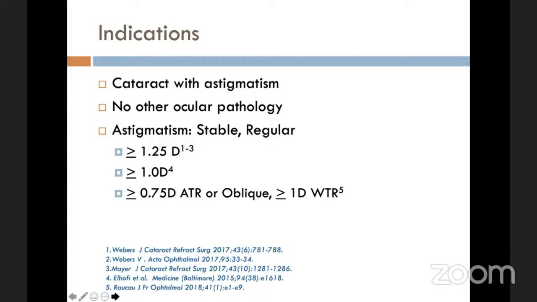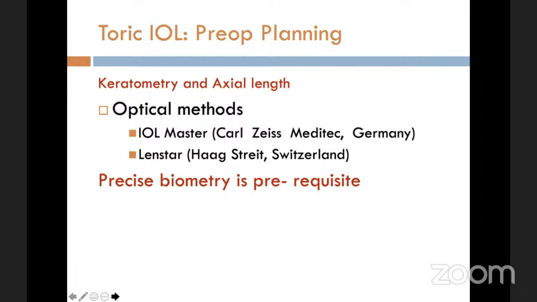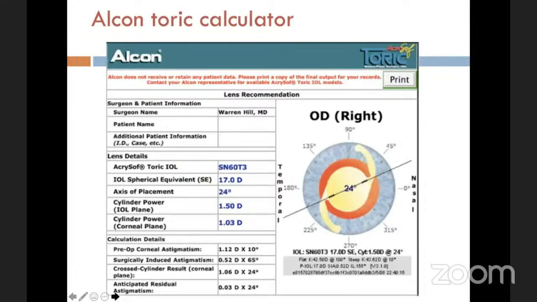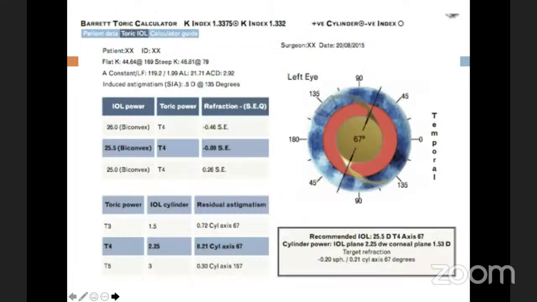So toric intraocular lens implantation can be done for astigmatism. And if it is with the rule astigmatism, then you do it for greater than 1 diopter, and if it is against the rule astigmatism, then you do it for greater than 0.75 diopter as well. After you've already done a good keratometry and axial length, depending upon the optical methods such as the IOL master, which we routinely use, one can do the toric intraocular lens implantation, and in the Alcon toric calculator, the toric axis as well as the toricity of the IOL which is required is calculated, and in the map it gives you where it should be placed.